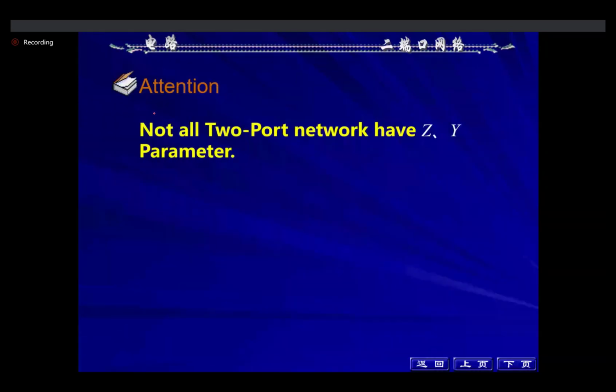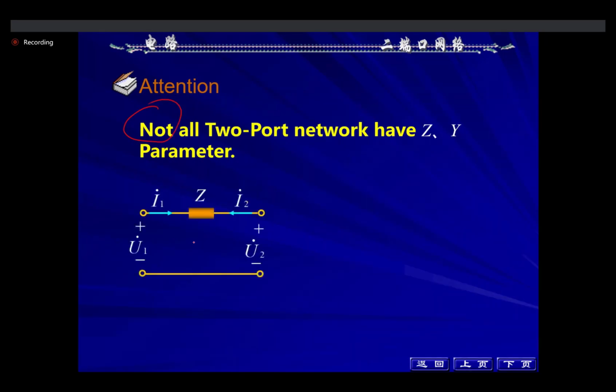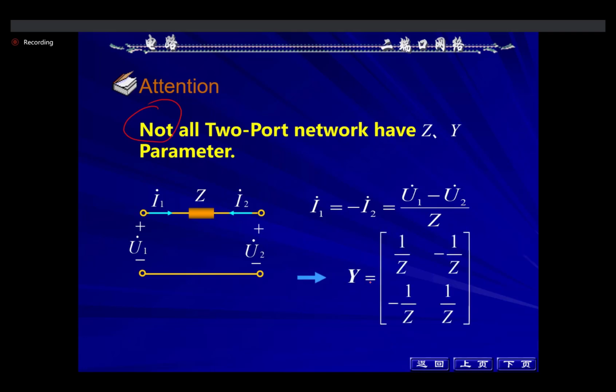Pay attention, not all two-port networks have Z and Y parameters. For example, for this circuit, I1 equals minus I2. I1 will equal U1 minus U2 over Z. Use U1, U2 to express I. But we can find the Y inverse does not exist. That means the Z parameter does not exist.